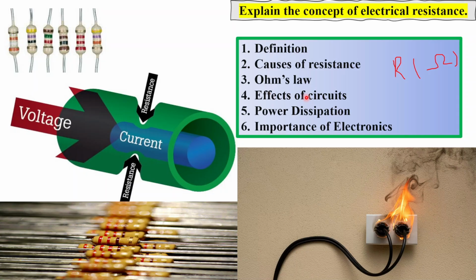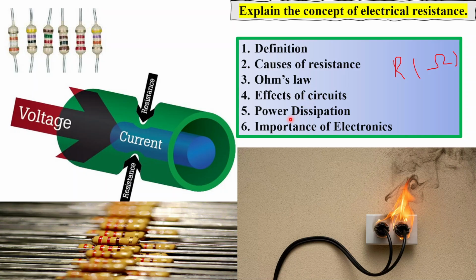Next one, effect on circuits. Resistance plays a crucial role in determining the behavior of electrical circuits. It limits the amount of current that can flow through a circuit for a given voltage, affecting the overall performance and functionality of the system.